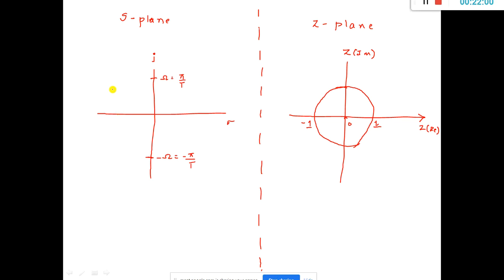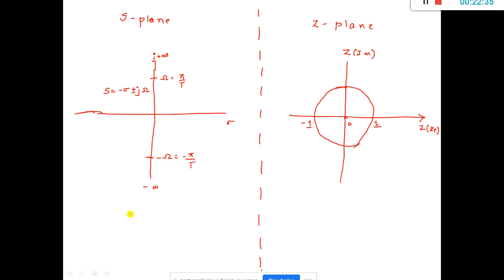Initially, this is how my values are going to be represented, any stable values, right? So s equals minus sigma plus or minus j omega, all the poles will be represented in this form. So the entire set of poles is going to lie on the left hand side of the plane. So it is not getting mapped from minus infinity to plus infinity. That is one important point we should note.